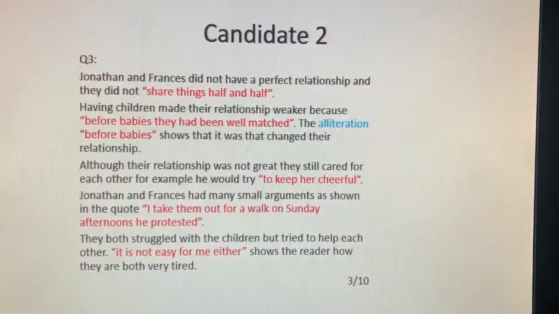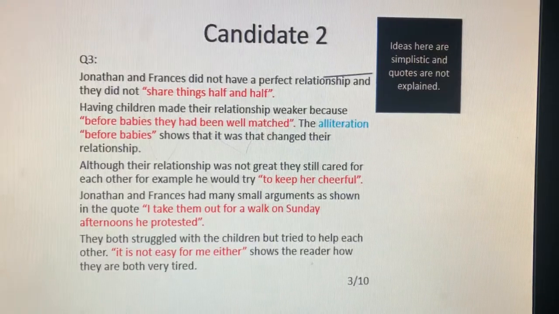Candidate 2, as you can see, has used 1, 2, 3, 4, 5 quotes in total for a 10-mark question, but you can see how limited the explanations are for those quotes. Ideas here are simplistic and quotes are not really explained, which means they would not go any higher than 3 out of 10. They have used technical language with the word alliteration, but there isn't enough to show they understood Jonathan and Francis' relationship in depth from the extract they were given.